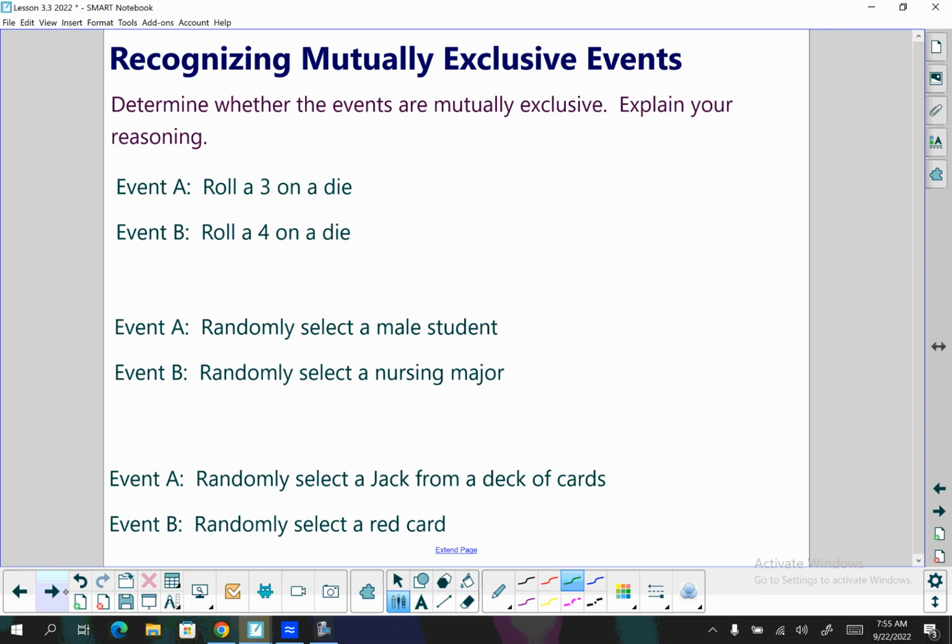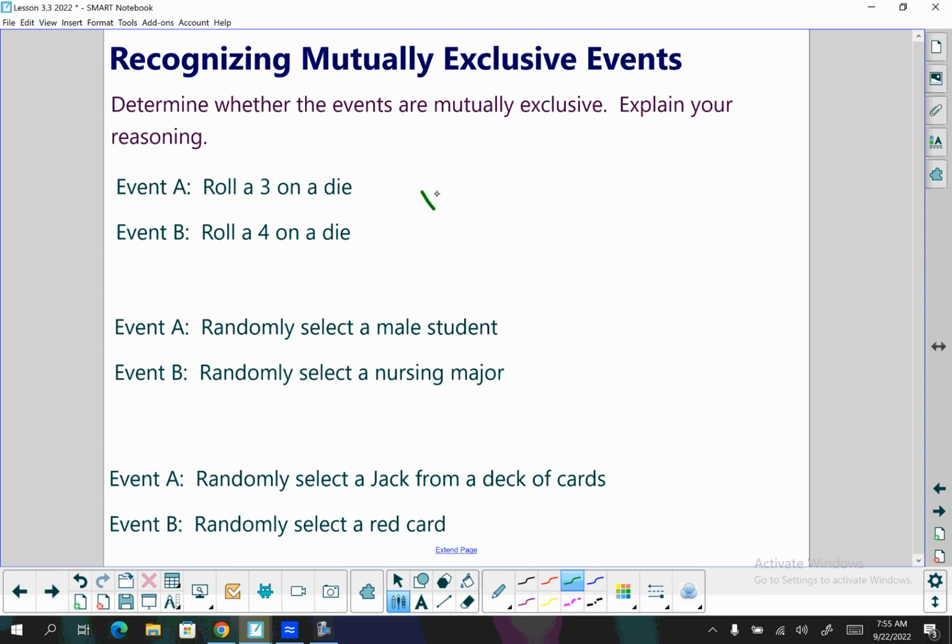Okay, so real quick, you don't even have to write this down. Just what do you guys think about this first one? We're just telling if they're mutually exclusive or not. Event A is rolling a 3, event B is rolling a 4 on a die. Are those mutually exclusive? Yes or no? Do they have anything in common? Is there an overlap? No. So they are mutually exclusive events.